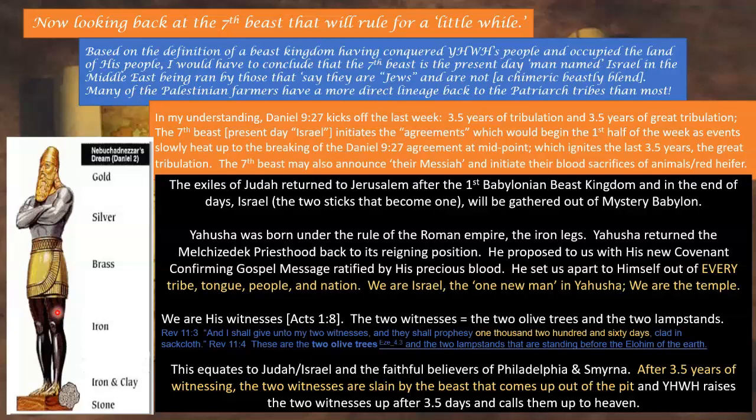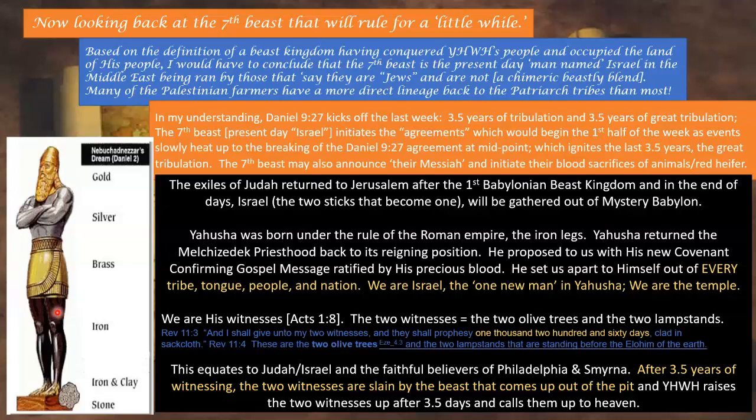This equates, as far as the two olive trees, probably to Judah and Israel. And the faithful believers of Philadelphia and Smyrna are reflected by the two lampstands, because we know the 7 congregations were identified as lampstands, and those two were the only ones without condemnation.